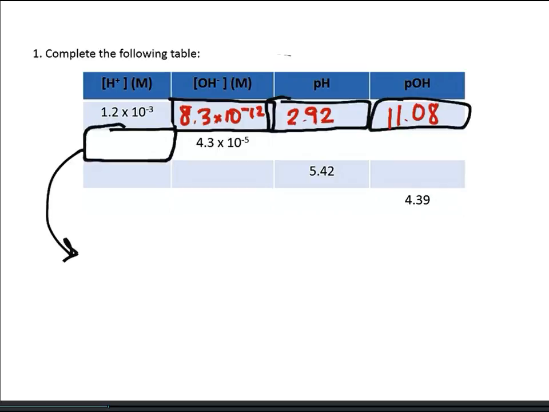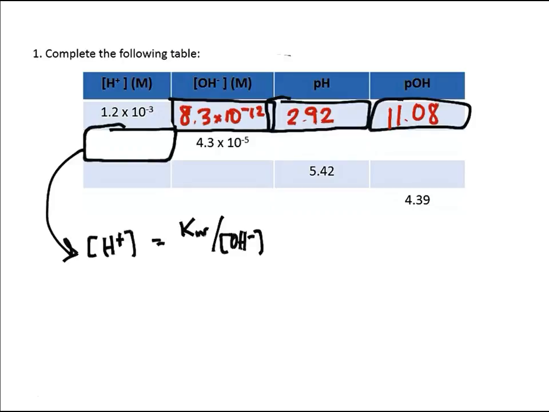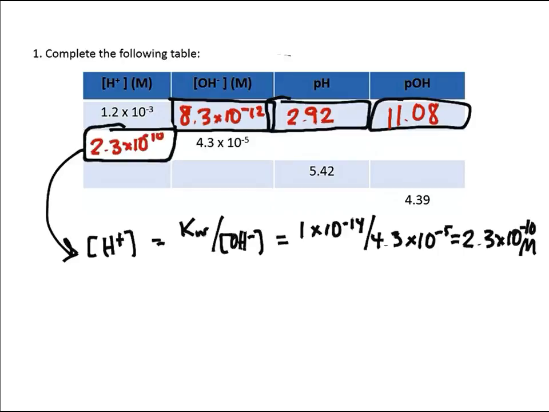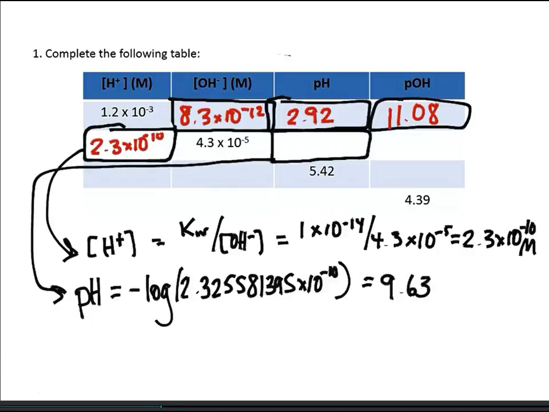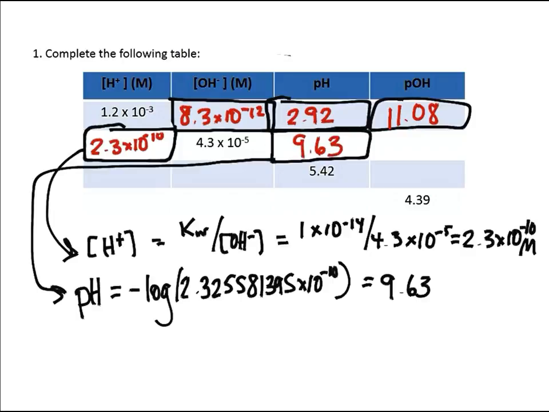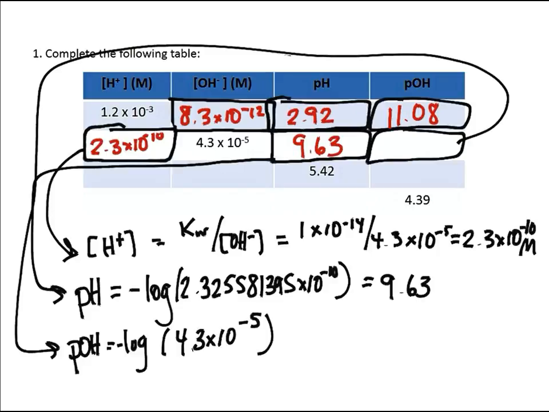So row 2, we're going to start by calculating hydrogen ion concentration from hydroxide using the Kw as the product of those two. Plug the numbers in, you get 2.3 times 10 to the minus 10 molar. pH is the negative log of that number. I put in the unrounded number here because it might slightly change my answer to have the rounded number. So whenever you're doing a calculation, you should use the unrounded number in your calculation. Let me know if that doesn't make sense, but 2.3 might change my answer slightly, so I'm not going to change it. So 9.63.